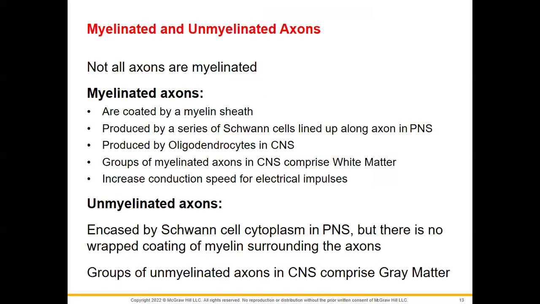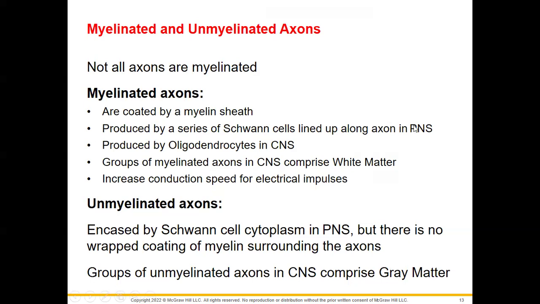So now let's talk about myelinated and unmyelinated axons. Not all axons of the nervous system have that insulation of myelin. So your myelinated axons are coated by your myelin sheath, just like we saw. It takes the myelin that makes up those cells and wraps it around the axons to create that insulation.